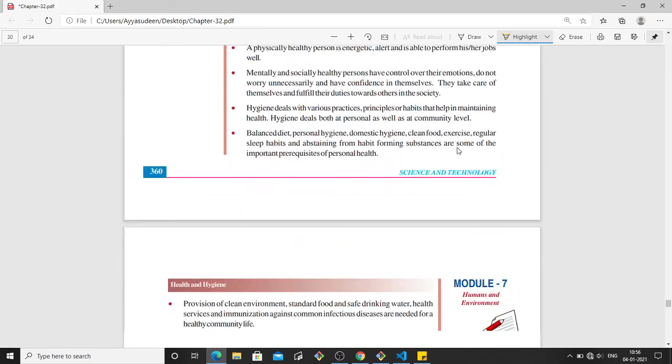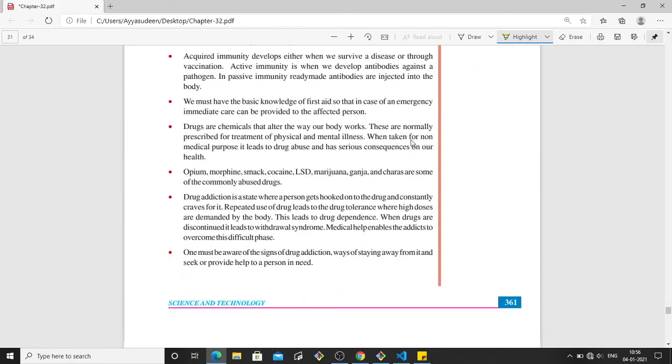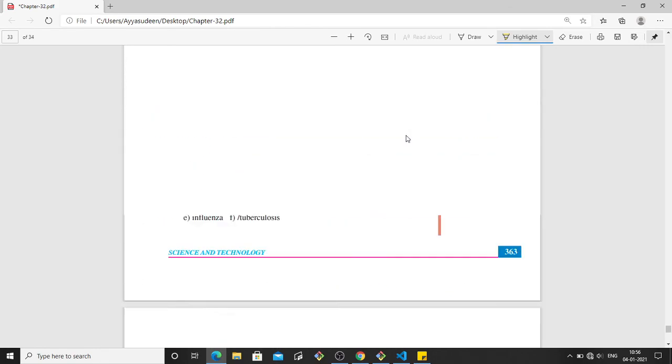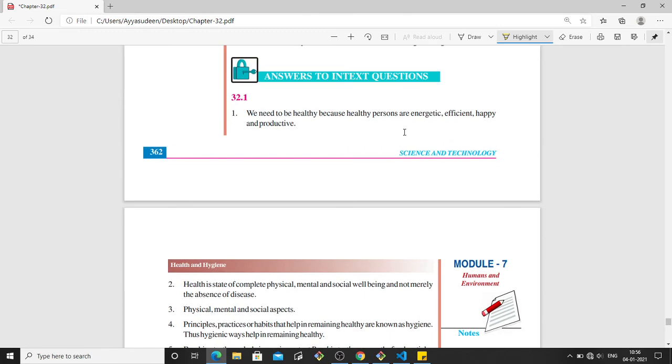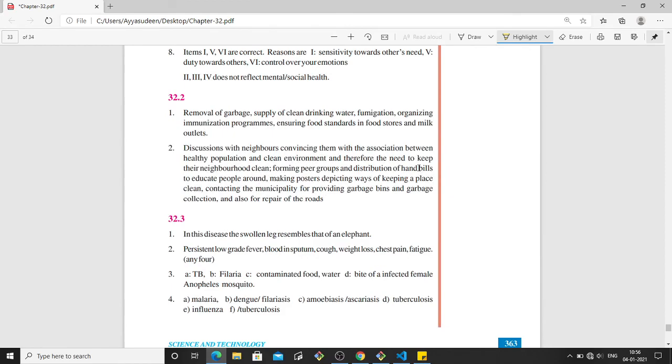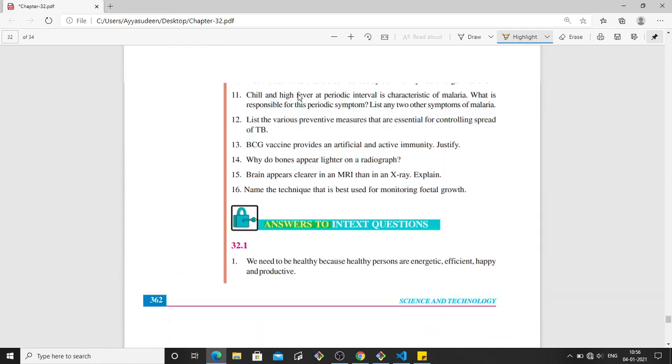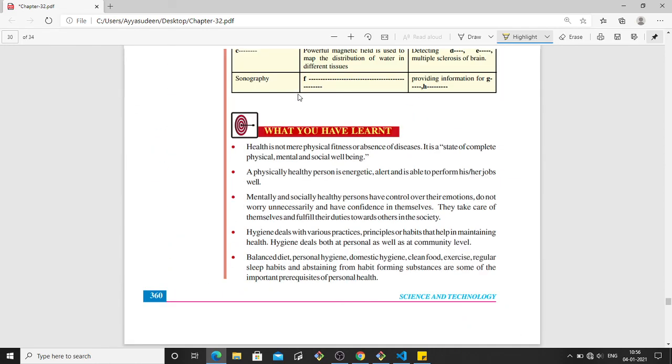And also concentrate on the in-text questions and terminal exercises first, then study everything. Okay, first give importance to the in-text questions and terminal exercises. First give importance to this, then go inside the lesson and study and cover everything.